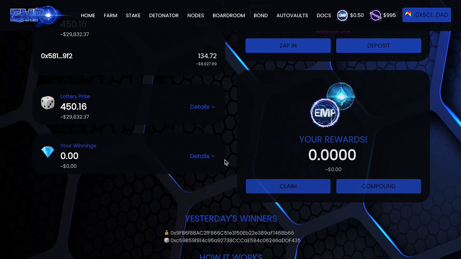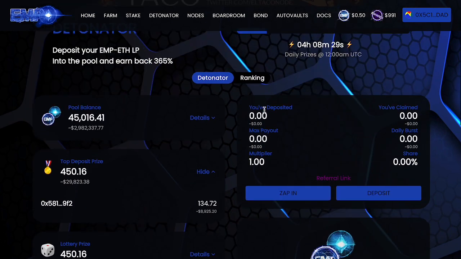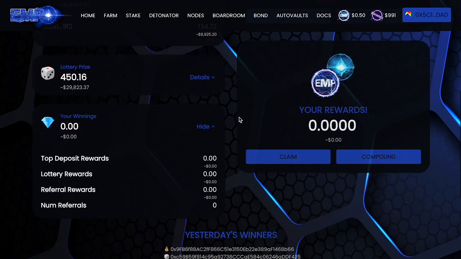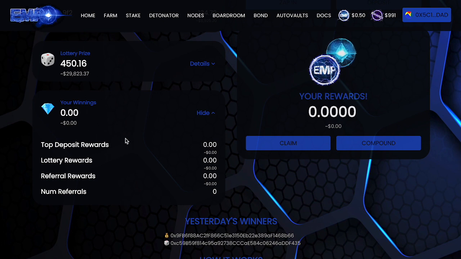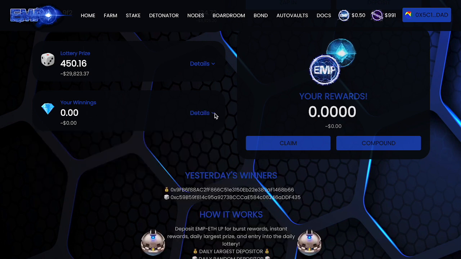Okay. If you do win the lottery, it will not only show up here in your deposits, but it'll also show up here in your winnings, and you'll see it all here. This is also, by the way, where, if you do give your referral code to someone and they make deposits, your 3% rewards are shown too, under referral rewards. So this is where all this extra stuff that you might be earning in the Detonator shows up, under the your winnings section. Okay.